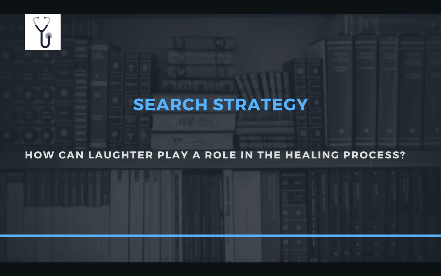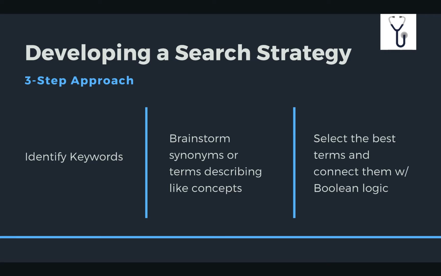Now that we've identified the types of resources we should be focusing on, you will need to come up with a strategy for searching in the databases. Let's say that I have decided to focus on laughter and healing for my research paper. My initial research question is, how can laughter play a role in the healing process? From my research question, I will take a 3-step approach to developing my search strategy.